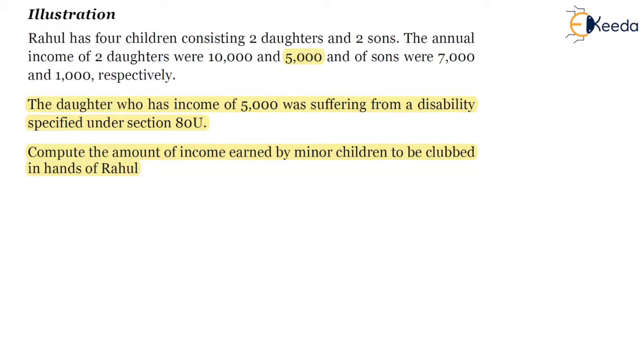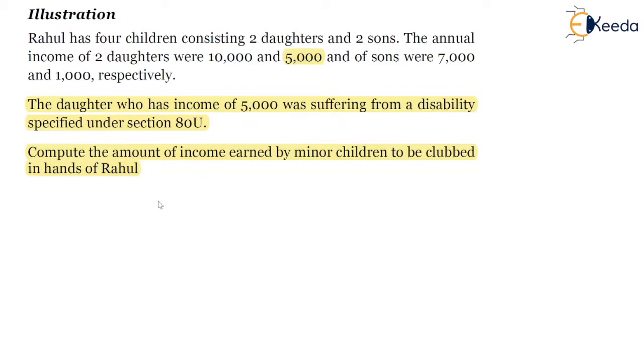And also, in case of either of the parents, whose income is more, whose income is greater, that information is also not visible in the illustration. I mean, if Rahul's wife has a greater income, then the income should be clubbed in the hands of the spouse, in the hands of the parent whose income is greater. The clubbing provision shall be applicable in the hands of the parent whose income is greater, right? So even that information is missing. So there will be a set of assumptions, friends, which needs to be mentioned along with the solution, right?